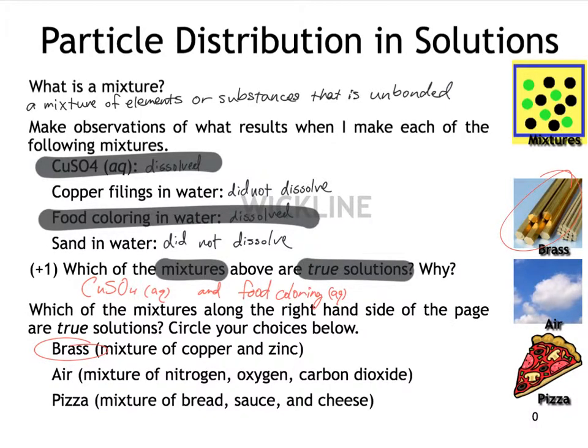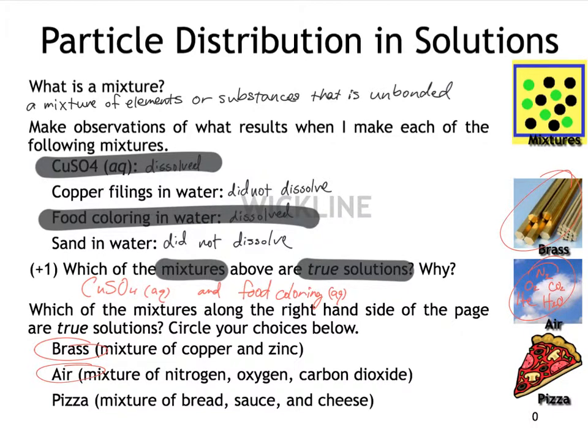Additionally, I think that we can call air a true solution because it contains several different gases inside it. It has nitrogen gas, oxygen gas, carbon dioxide gas, helium gas, water vapor gas, and that's just to name a few. So all of those together are very evenly mixed, so the air is also going to be a true solution. So brass and air.